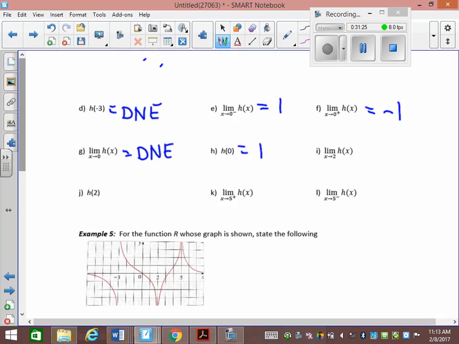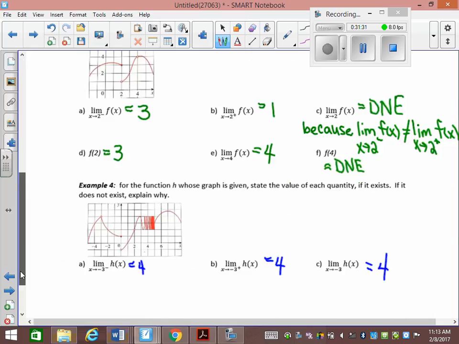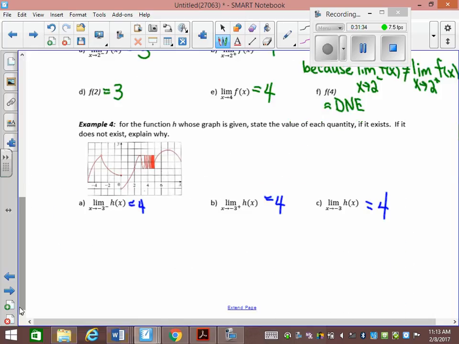Then I have the limit as x approaches 2 and h of 2. So it's just the limit as x approaches 2. I still need to look from the left and the right even though it didn't specify that, right? From the left, I'm approaching 2. From the right, I'm approaching 2. So what's the limit as x approaches 2? 2. What is the value of h of 2? Does not exist. Open circle.